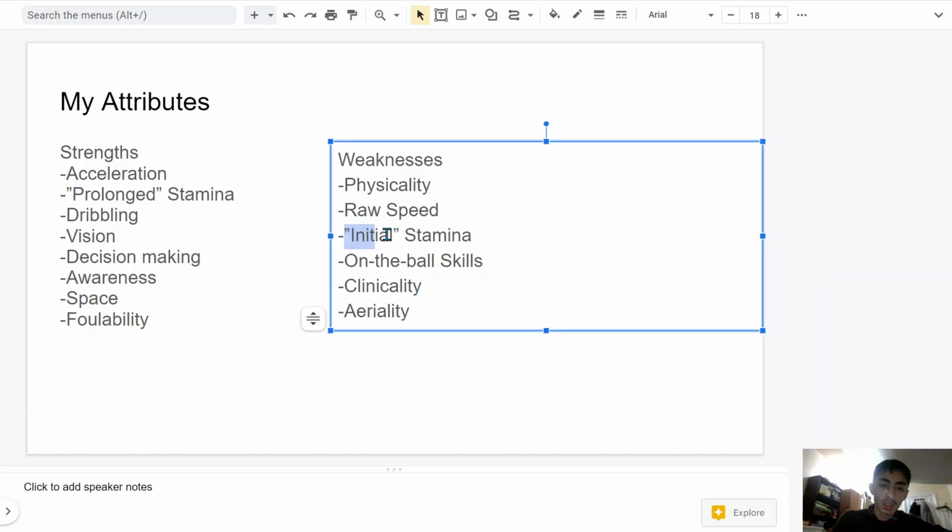However, here there was the initial stamina, which I would describe as once again a term that I made up because I don't know the scientific term for it. I would describe it as the time it takes you to go from untired, if that's even a thing, to tired.